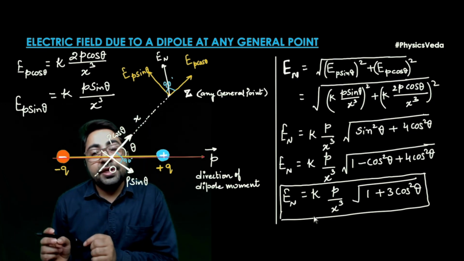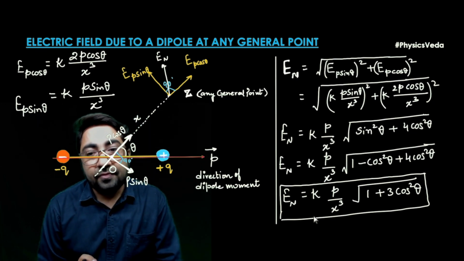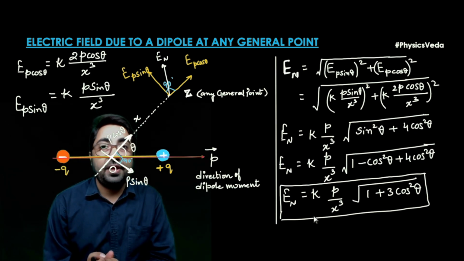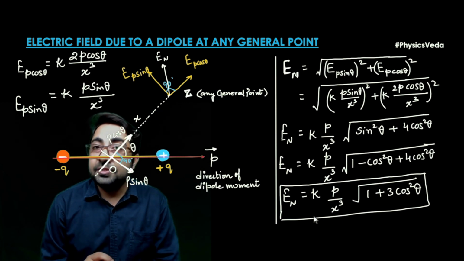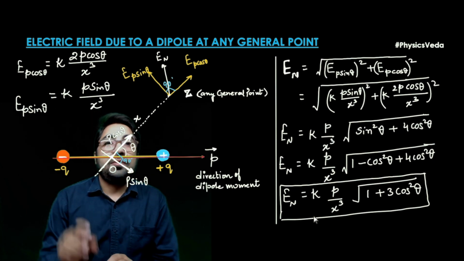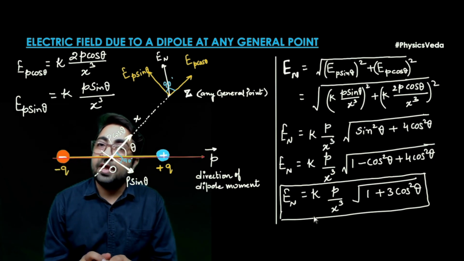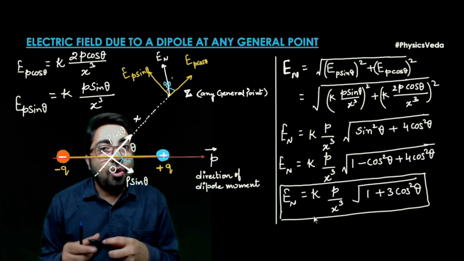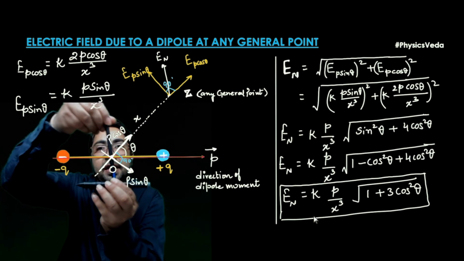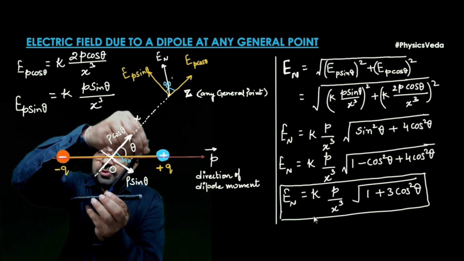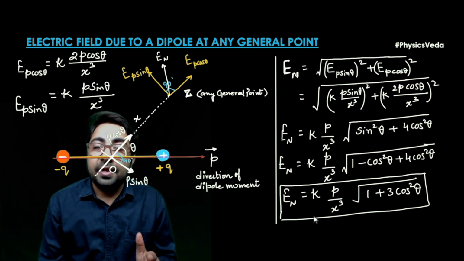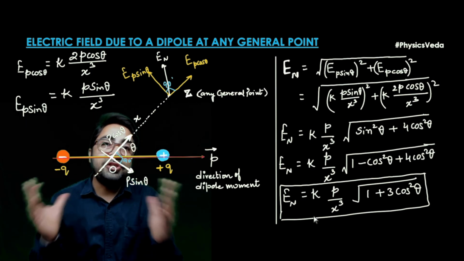So we can change here the range of theta. We can change at which point we have to calculate the intensity of electric field. So it is clear here that the intensity of electric field totally depends on the angle and the point which is situated from the center of the dipole. So we can calculate all possible values at an acute angle, at the 0 degree angle, at the 90 degree angle, at an obtuse angle. I can calculate any value for the electric field due to the dipole for any general point.